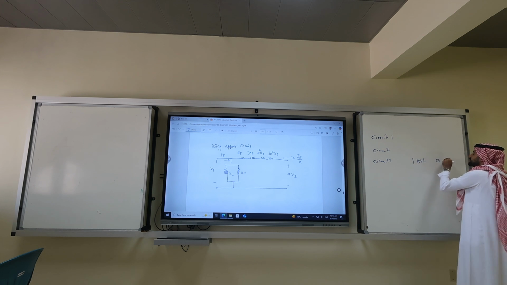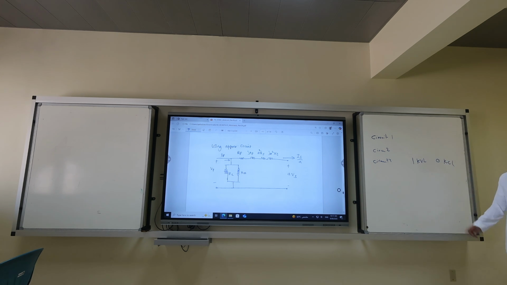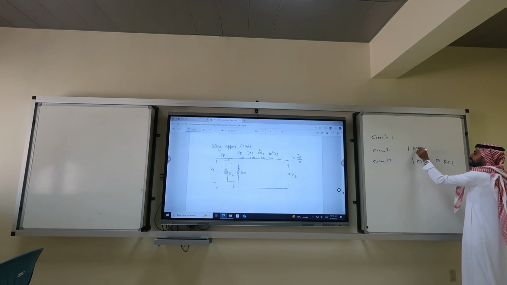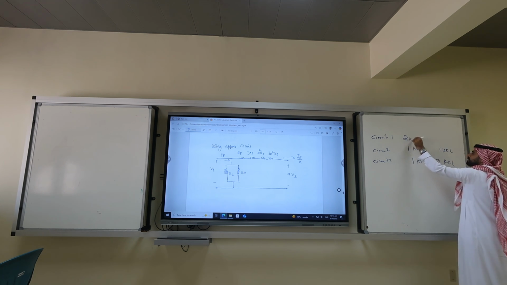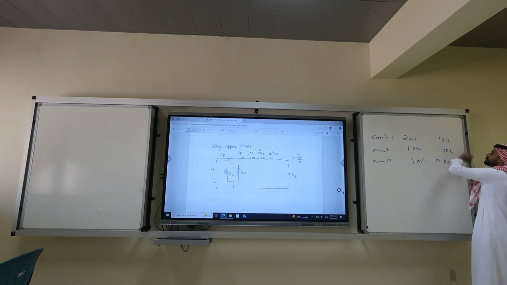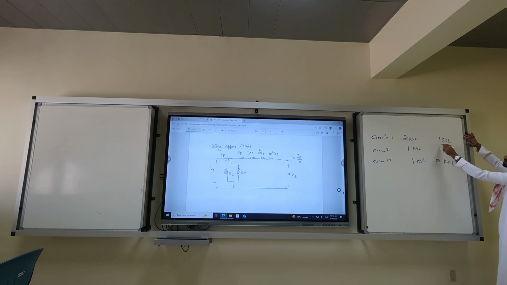0 KCL. For circuit 2, you need 1 KVL, 1 KCL. For circuit 1, 2 KVL, 1 KCL. And the KCL is basically going to be in the form of IP prime equals IE plus IE prime plus IS, or if you refer to the primary, IP equals IE plus IS prime. Those are the KCL. Get it? Yes.